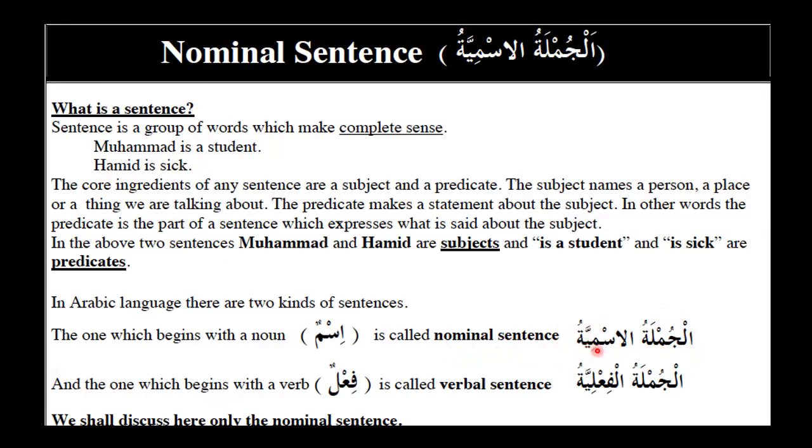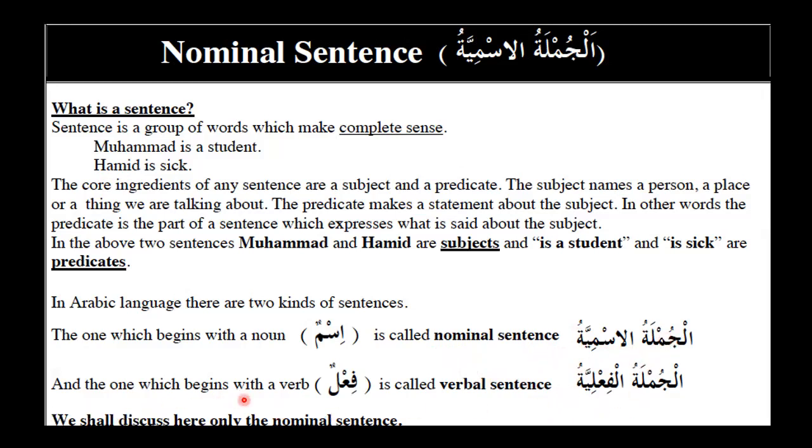So what does ismiya mean? It comes from ism. We talked about in our first class, ism means name, but ism can also mean noun. Okay, so from that we get ismiya. Jumlatul ismiyatu. This is a nominal sentence that begins with a noun.